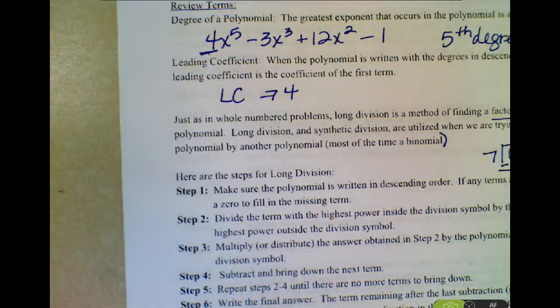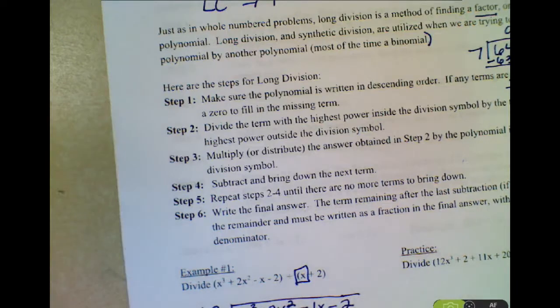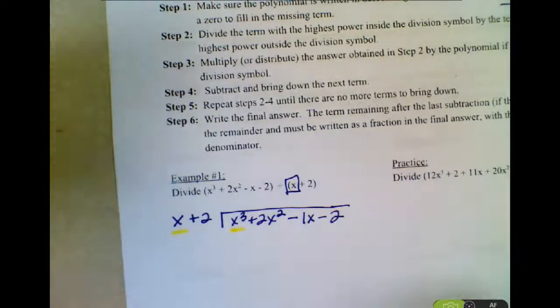Okay. So then you're going to divide. You're going to put this outside, let's just start with this one. So we're going to have x plus 2 on the outside, and x cubed plus 2x squared minus x, we can put 1x minus 2. The only two things that I'm looking at first, the first time, are my first term and the first part of that binomial. That's all I'm worried about. I'm not going to worry about the 2 right now, okay?